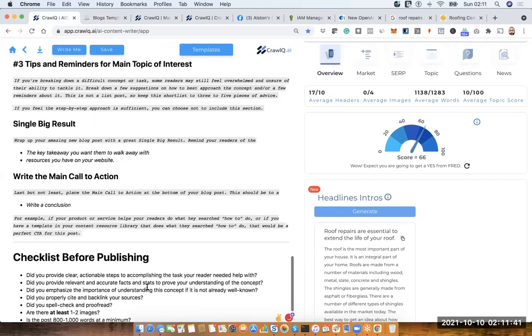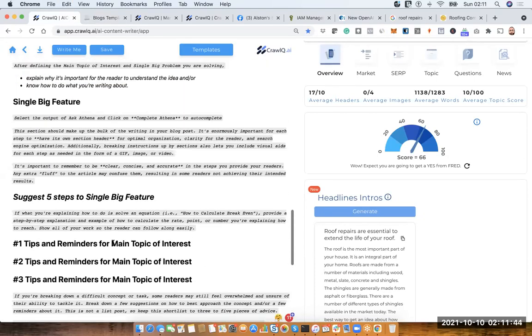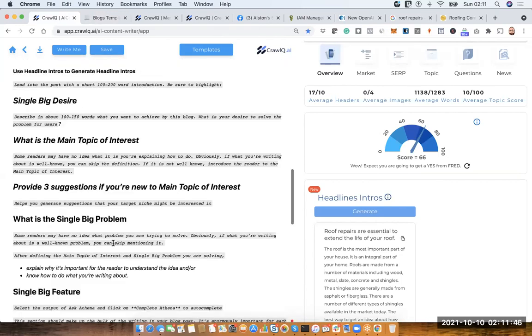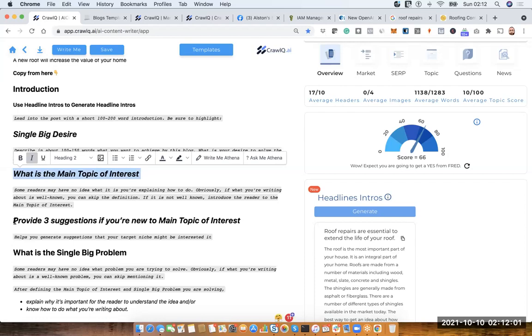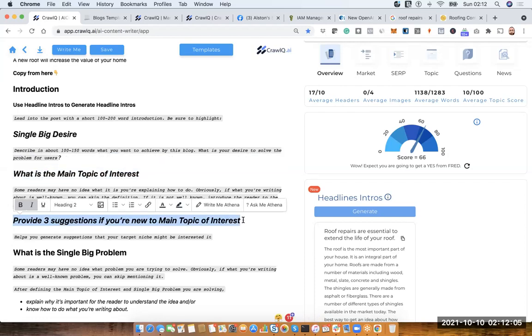Find that really awesome. So the idea was I can just copy the template from there, and it is rewritten in the way that Athena understands. So this is the same language that we are using inside the Athena: main topic of interest, desire, single big problem. And when I write this, I can first create an outline or a structure based on these instructions, like Ask Athena, and then expand this using Write Me Athena.